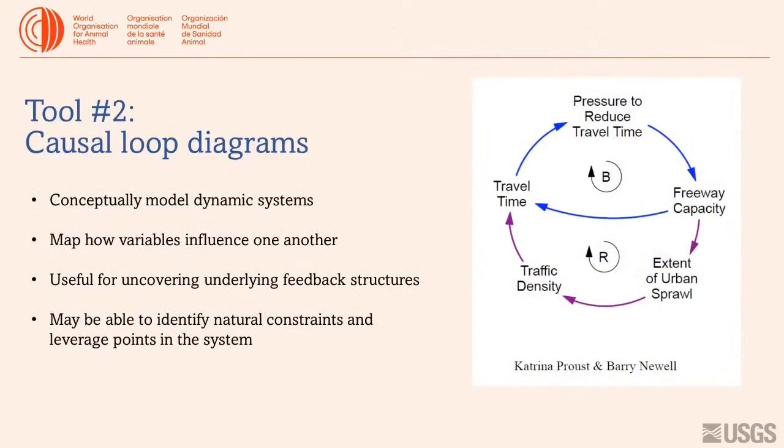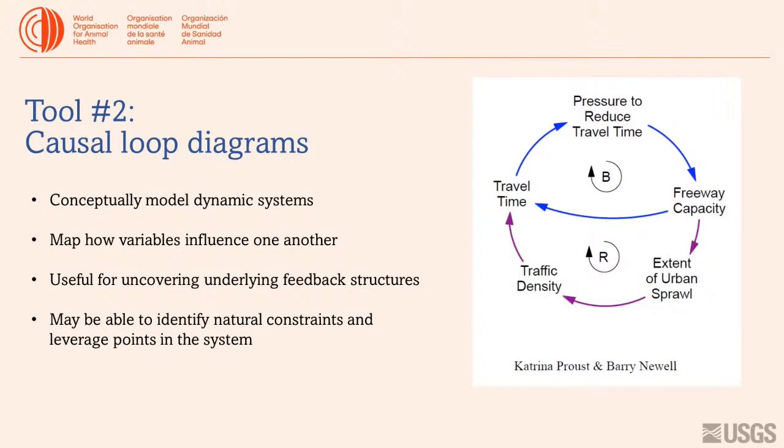Okay, so this takes us on to our second tool, which is causal loop diagramming. Causal loop diagrams can help us conceptually model dynamic systems and map out how various variables influence one another. They can be useful for uncovering underlying feedback structures, and you may be able to use them to identify natural constraints and leverage points in the system. That's really the goal of why you would want to use this.